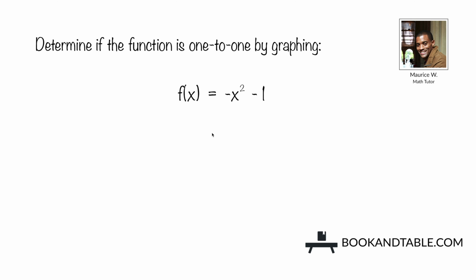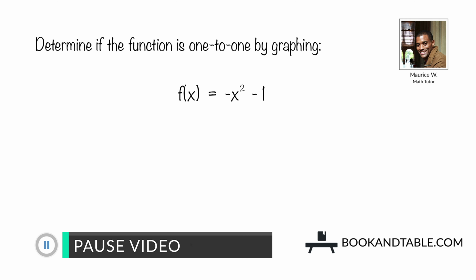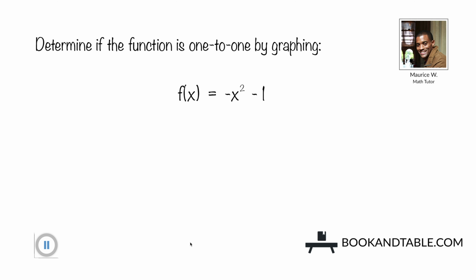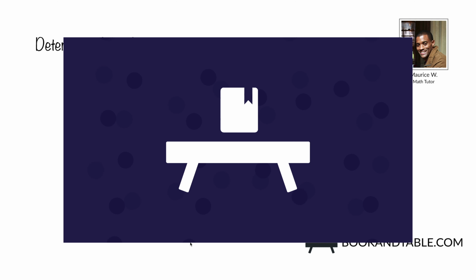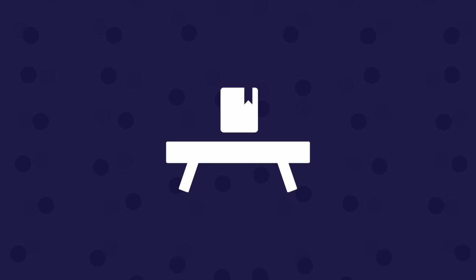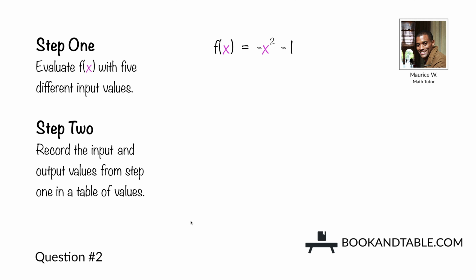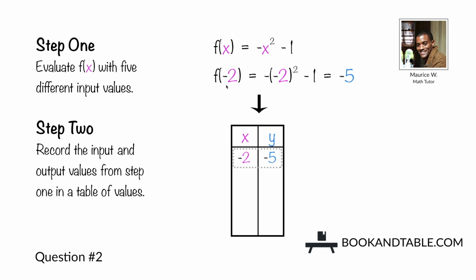Determine if the function is 1-to-1 by graphing. And we are given f of x is equal to negative x squared minus 1. Pause the video, answer this question, and then press play when you are ready to begin. Step 1. Evaluate f of x with five different input values.